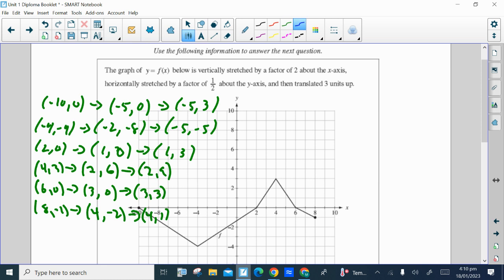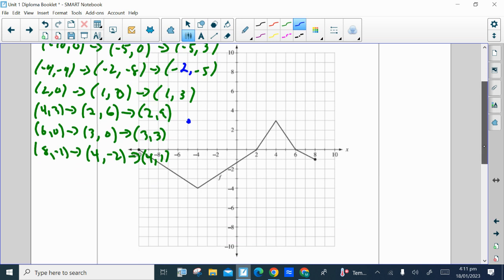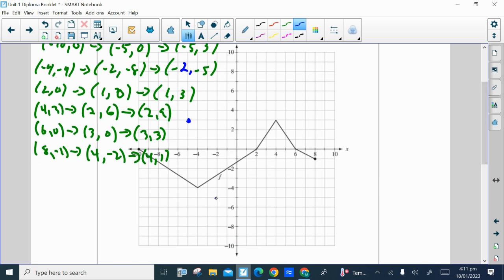So now we can put all these points on there. Negative 5 comma 3. Something's not right there. That's negative 2, negative 8. I'm not sure why I wrote negative 5 there. That's negative 2, negative 5. So negative 2, negative 5 is right there.